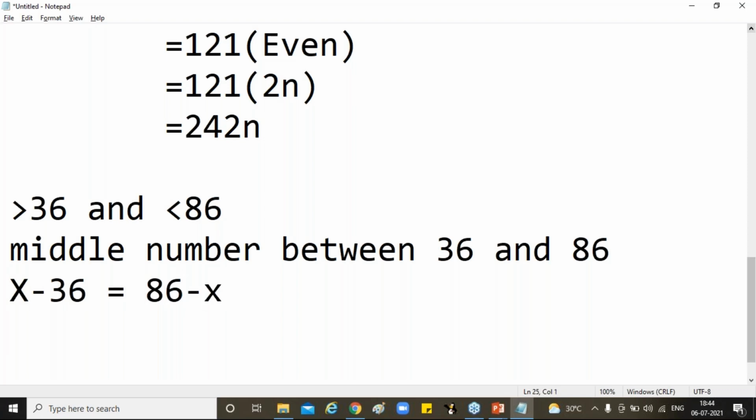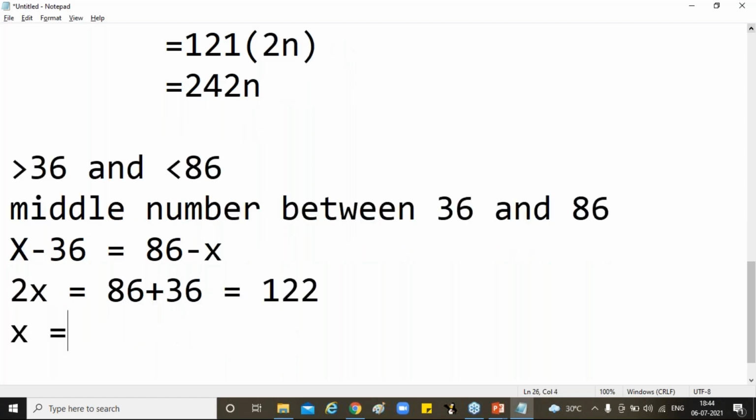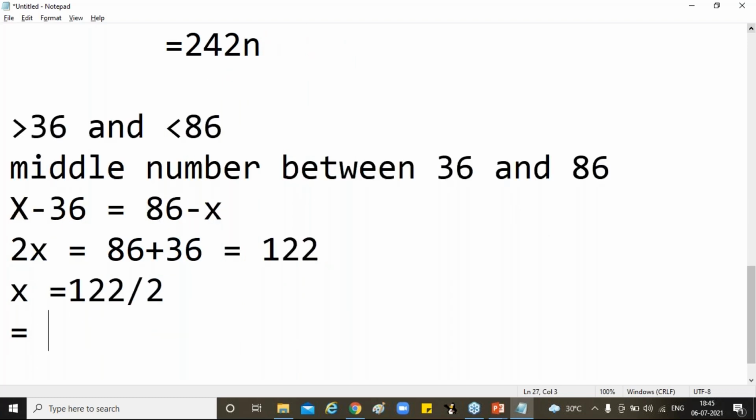So if you simplify that, 2x is equal to 86 plus 36, that is equal to 122. Nothing but x is equal to 122 by 2. What is the answer? 60.